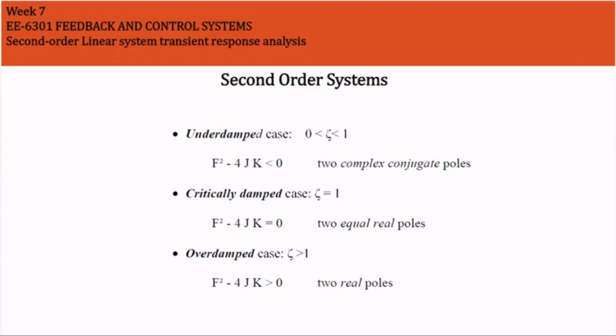When it's critically damped, zeta must be equal to 1. When overdamped, zeta should be greater than 1. For critically damped, F squared minus 4JK is equal to 0, and we have two equal real poles. Then overdamped is F squared minus 4JK greater than 0, so you have two real poles. Those are the three cases that you need to consider when it comes to second order systems.